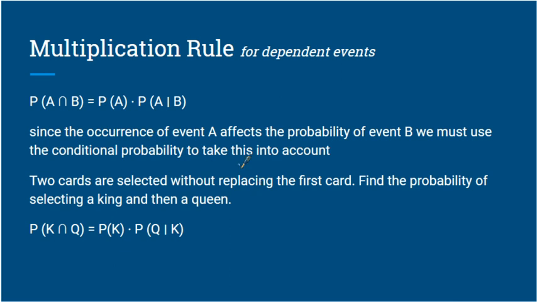All right, so 2 cards are selected without replacing the first card. Find the probability of selecting a king and then a queen. So what's the probability of getting a king? Well, there's 4 kings in a deck of 52 cards. And then the probability of getting a queen would be there's 4 queens in the deck, but there's now only 51 cards. So that's what that Q given K means. It means I know that this one was a king, so now there's only 51 cards left in the deck because we're not putting it back.